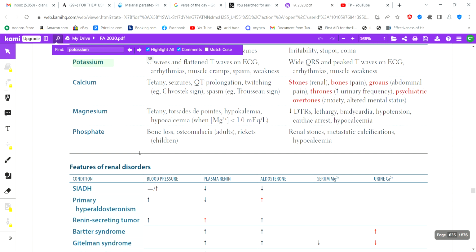Okay, we'll start with lithium. Lithium causes weight gain, dry skin, hair loss, constipation, and bradycardia. These are symptoms of hypothyroidism. Lithium causes hypothyroidism by decreasing thyroid hormone synthesis and release. Lithium also causes nephrogenic diabetes insipidus. Remember we talked about this?